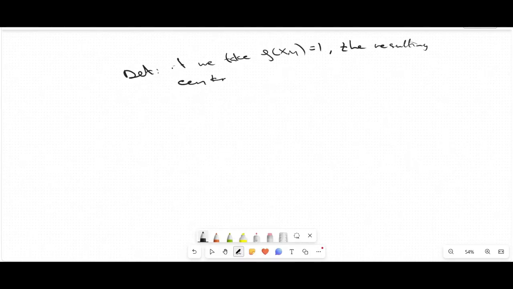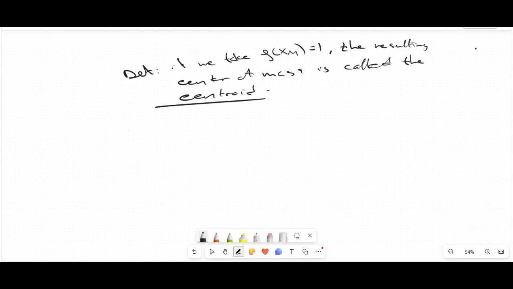What if I wanted the actual center of the object? We take rho to be a constant. Any constant is fine, but take rho to equal one everywhere. It's a constant density. The resulting center of mass is called the centroid.